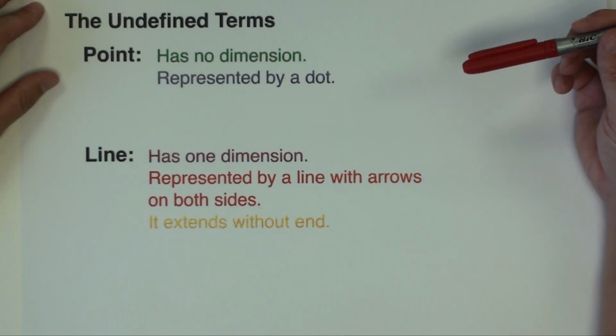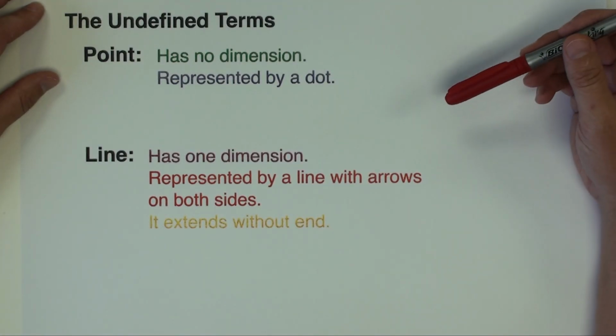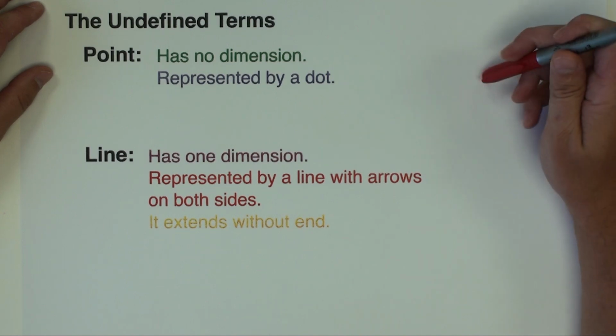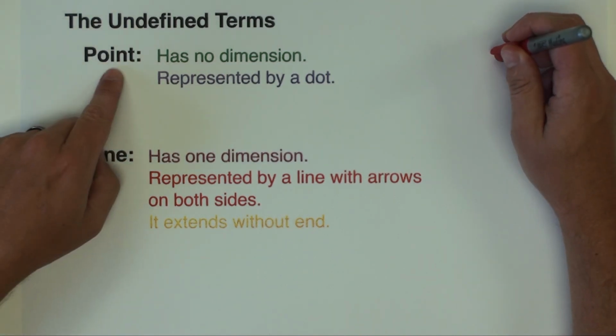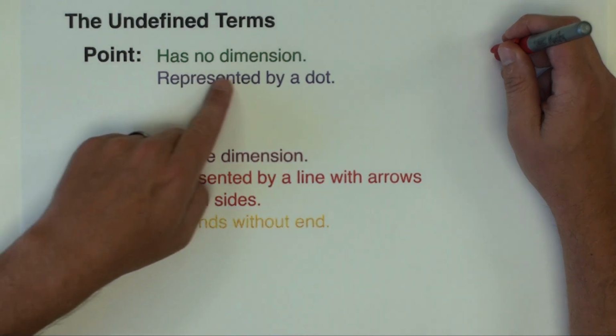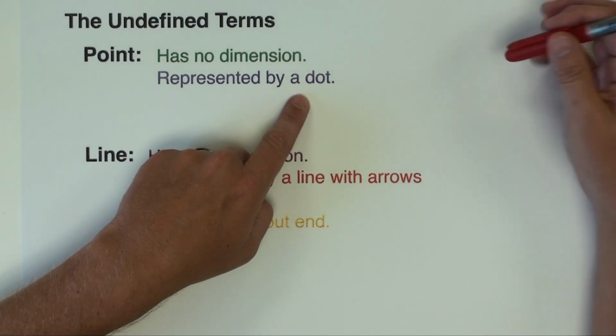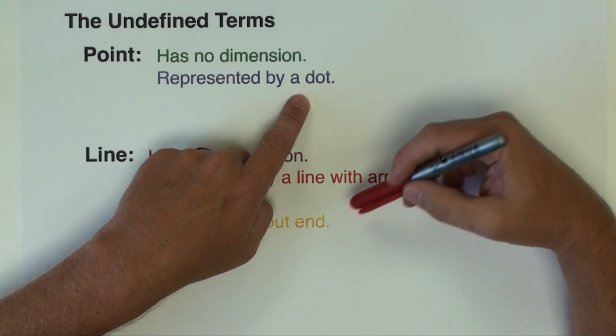Okay, let's get started right away with our undefined terms, and there are 3 of them. The first 2 are on this slide here. The first undefined term is a point, and a point very simply has no dimension, and we represent a point by a dot. You'll just see a physical dot.